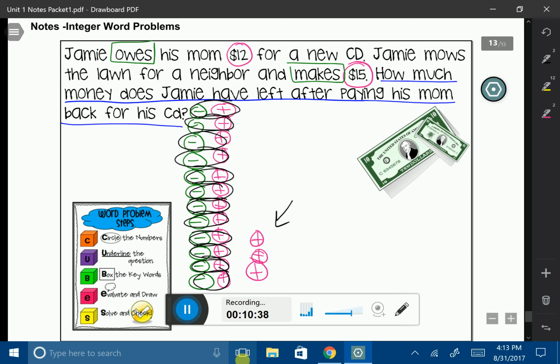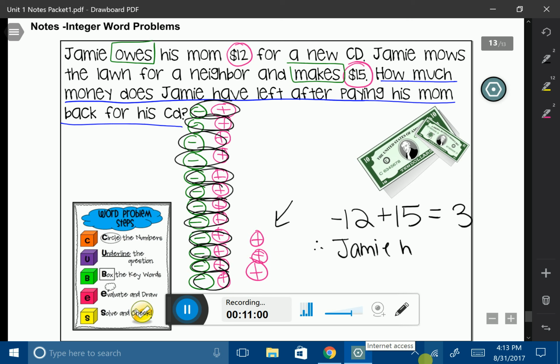To solve an expression here, I would say that if Jamie owes his mom $12, I'm going to say negative 12. And then I have a plus 15 because I earned $15. And that's going to leave me with my positive 3. Therefore, how much money does Jamie have left after paying his mom back for the CD? Well, I would say that Jamie has $3.